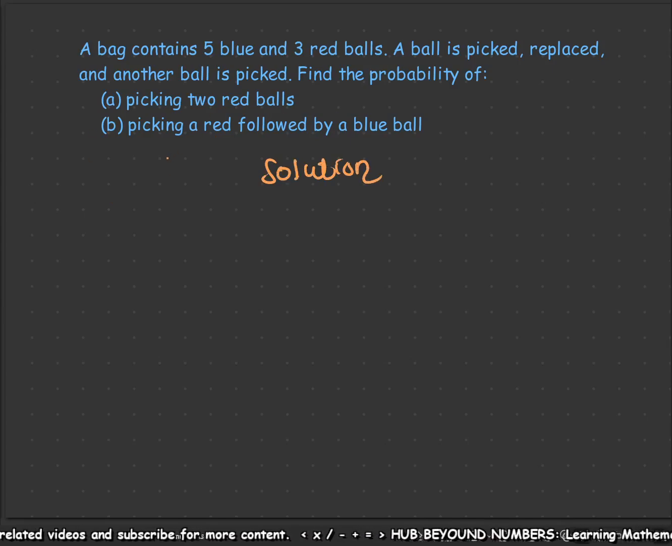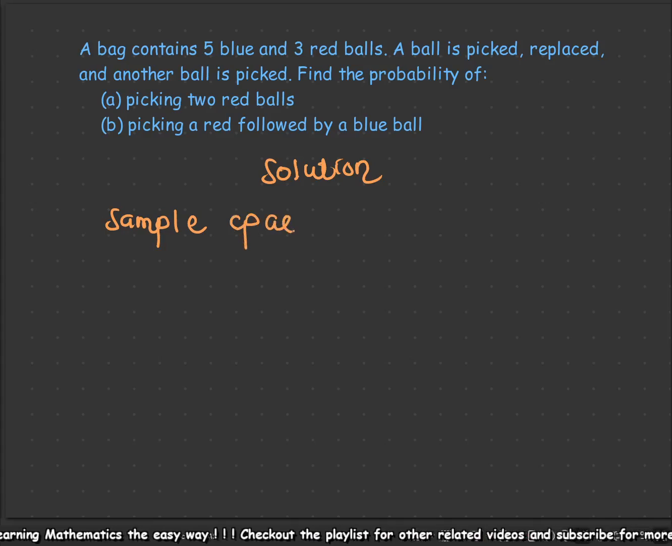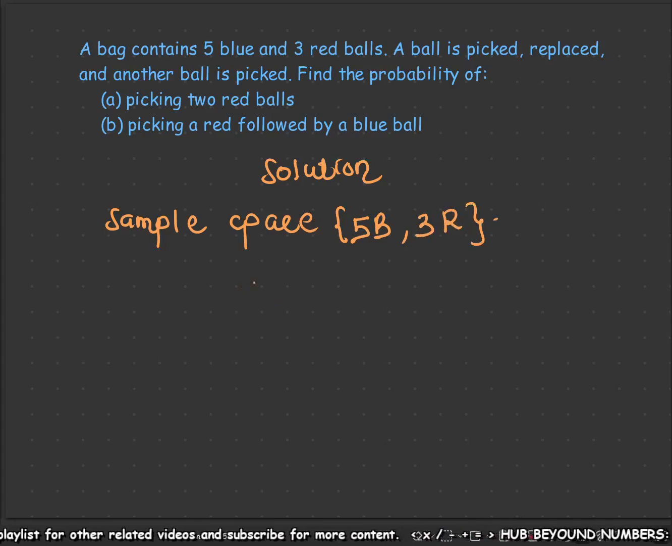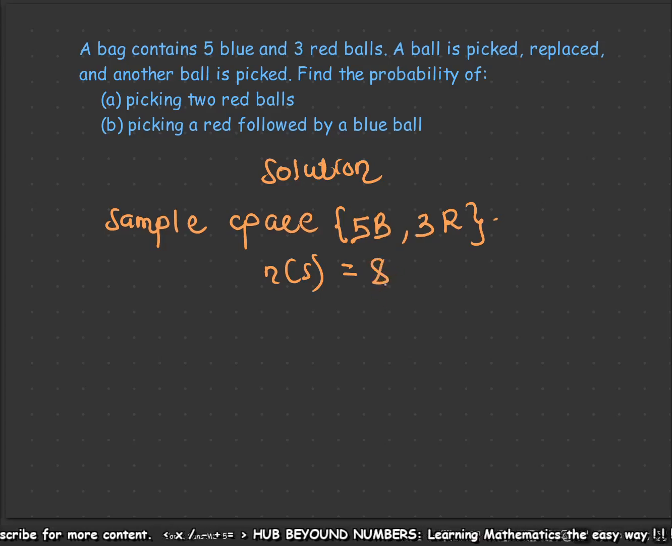Now, before we solve these probabilities of these independent events, we need the probabilities of what? The individual events. You see? So looking at this now, we see it simply means that our sample space is made up of what? 5 blue balls and then 3 red balls, right? And that simply means the number of elements we have in our sample space is what? 8. So we have 8 balls.